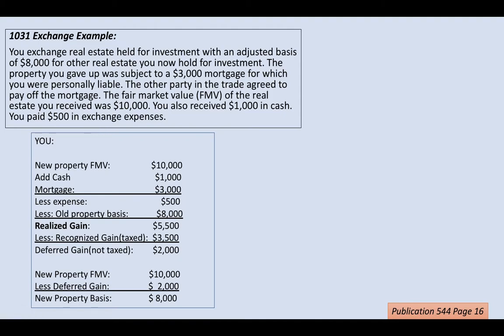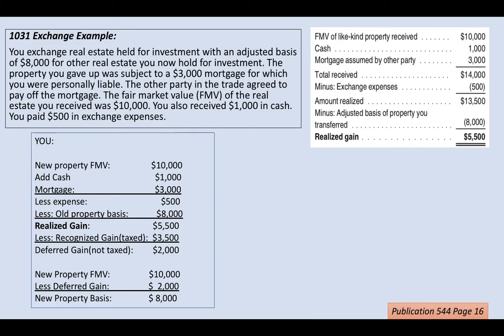Once you know your deferred gain, you can find your basis in the new property. Your new property fair market value is $10,000. Then you defer $2,000, so your new property basis is $8,000. You can see here $8,000 is exactly the same as the basis in your old property. So once you've done the exchange, you receive this property worth $10,000. If you turn around and sell it, you have to recognize the $2,000 again, right?